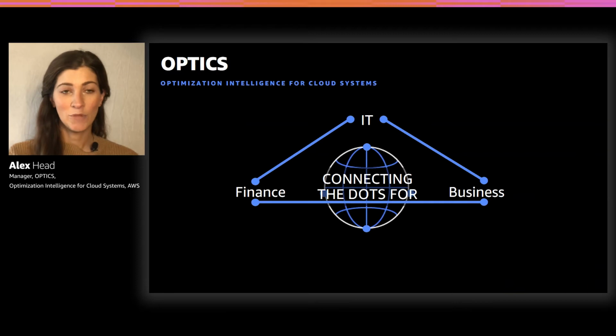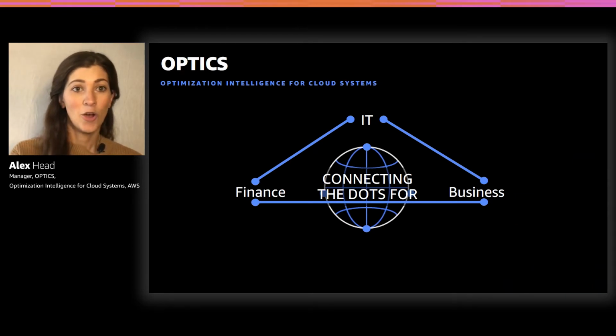So I run a team called Optics, which stands for Optimization Intelligence for Cloud Systems. And we work with some of AWS's largest customers, connecting the dots for the IT, business, and finance sides of a company. So mainly saving these customers money and helping them become more efficient.